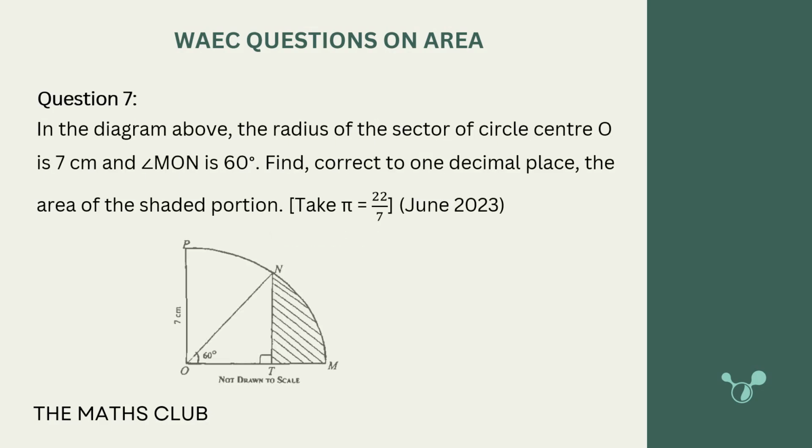Question 7 says that in the diagram, the radius of a sector of a circle, and the center is O, is 7 centimeters. From here to here, 7 centimeters. From here to here, 7 centimeters. And MON, this guy here, is 60 degrees. Find, correct to 1 decimal place, the area of the shaded portion. Take pi to be 22/7. This is also taken from June 2023. See the number of questions that are coming from just 1 year.